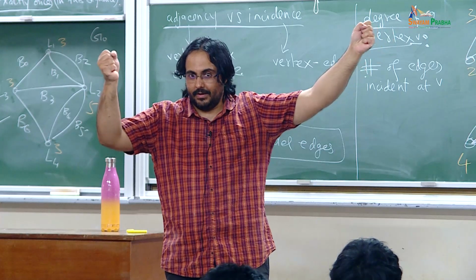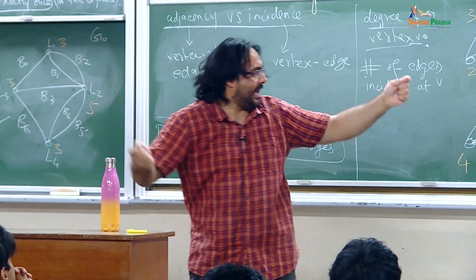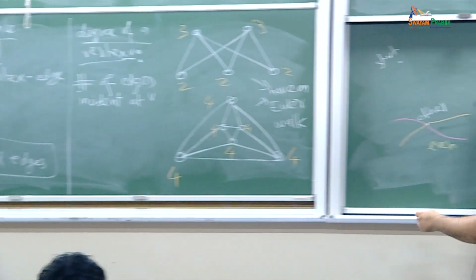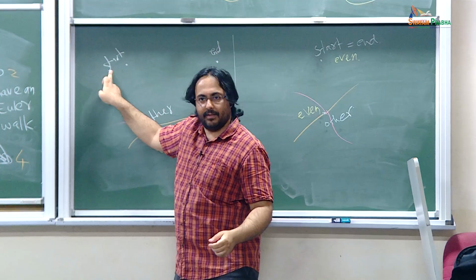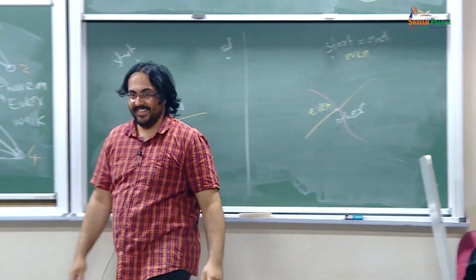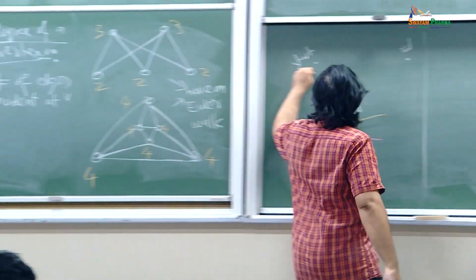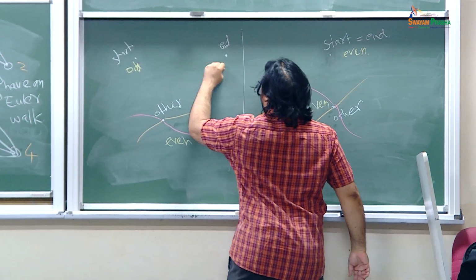So what you get is, this fellow is odd and that fellow is also odd, because if I can start here and end here, I can also start here and end here, right? That is clear, right? Yeah. So what you get here is odd and odd.